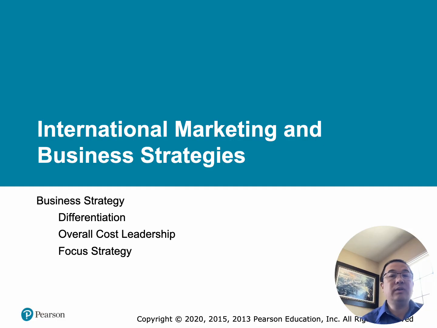Number 2, overall cost leadership strategy. A company aims to become the lowest cost producer in its industry. The goal here is to offer products at lower prices than competitors while maintaining profitability. The sources of cost advantage of this would be economies of scale, efficient production, global sourcing, and supply chain efficiency.